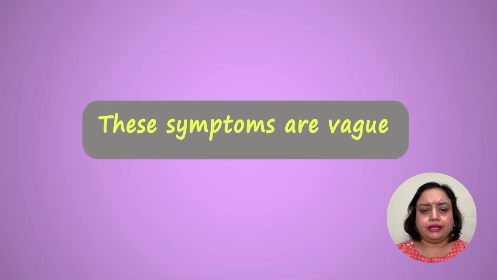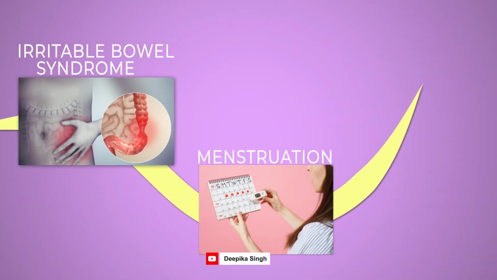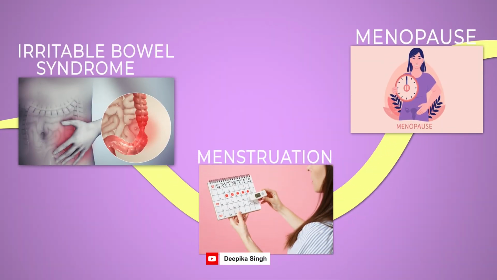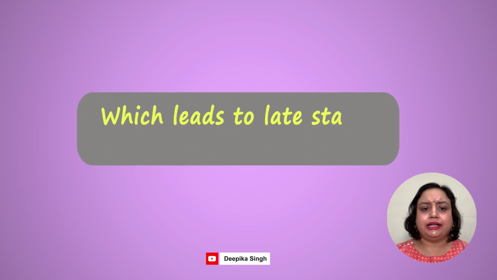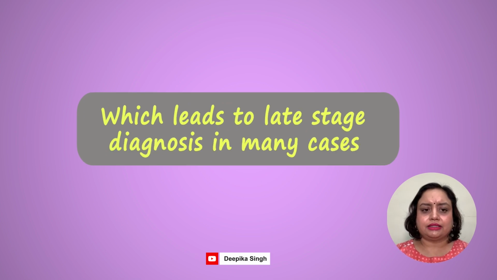Unexplained weight loss or weight gain. Because these symptoms are vague and can be attributed to a variety of other conditions such as irritable bowel syndrome, menstruation, or menopause, they are often overlooked, which leads to late-stage diagnosis in many cases.